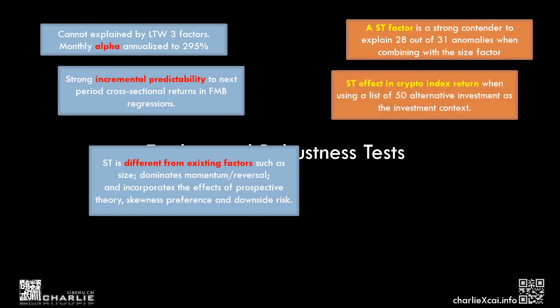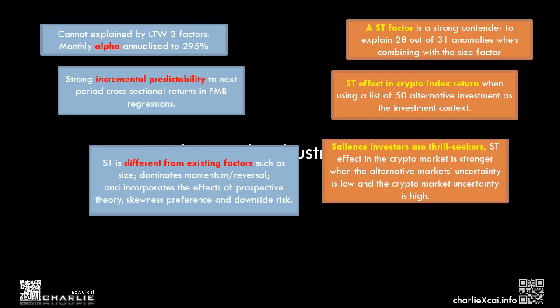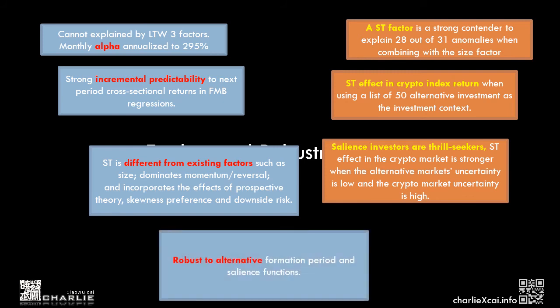We also show that the cryptocurrency index, when compared within a context of 50 other alternative investment opportunities, such as equity or bond index or commodity index, there is also a negative salience effect on this index itself. We also show that salience investors are thrill seekers when we study the conditional effect of this on the market uncertainties. Finally, we also look at the robustness of alternative formations and use of different salience functions.